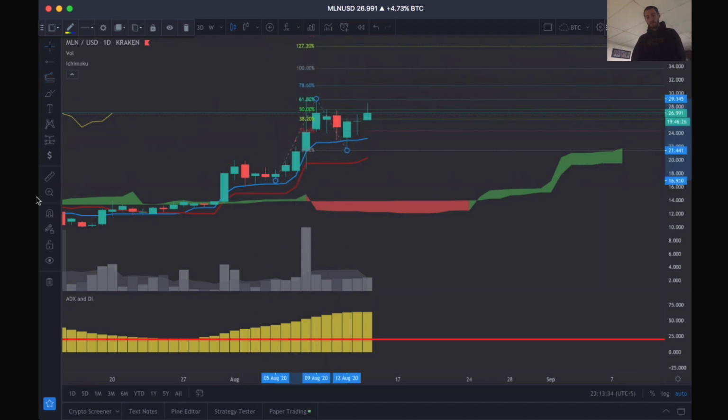Do you see I don't even have magnet on. I'm just clicking on it. I just want to get some rough levels. I'm eyeballing a lot of this stuff. I'm not measuring this really religiously so much as I'm just trying to get the trades right.